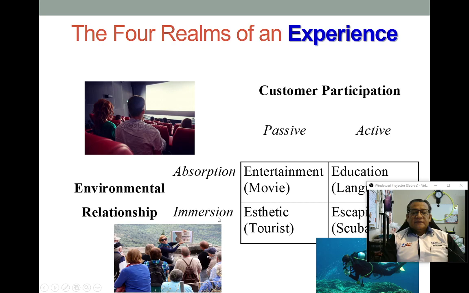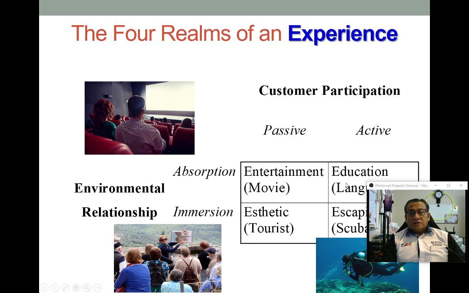So let's take a look at the first quadrant. They call it the entertainment quadrant. In entertainment, for example, if you are going to watch a movie in the theater, your customer participation is basically passive. You just sit there and look at the screen, or perhaps just enjoy your snacks and drinks. That's the most you can do. And in terms of environmental relationship, basically you are being absorbed into watching or following the storyline of the movie. So this is Q1, quadrant one.